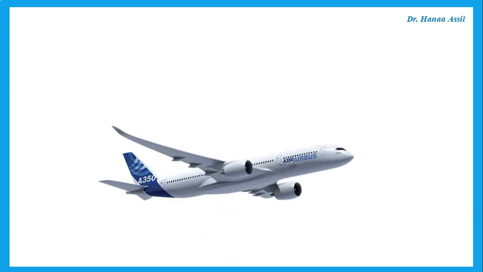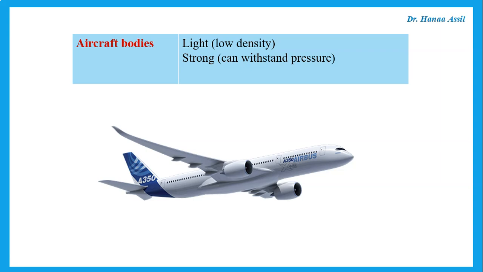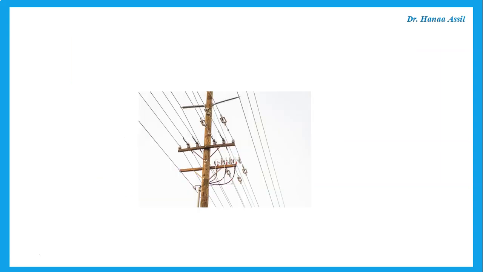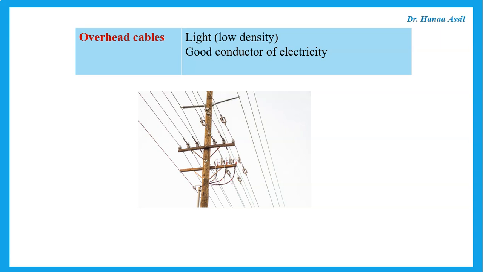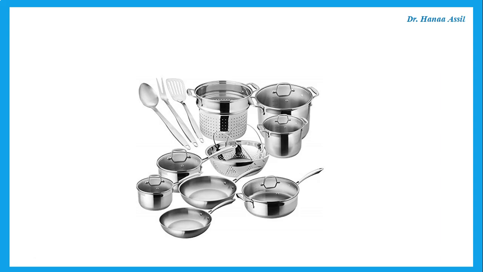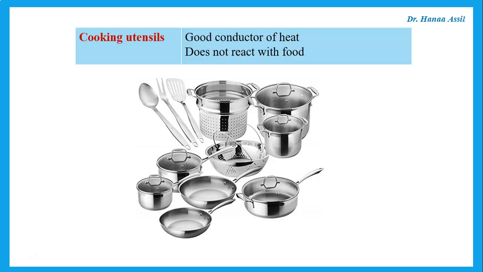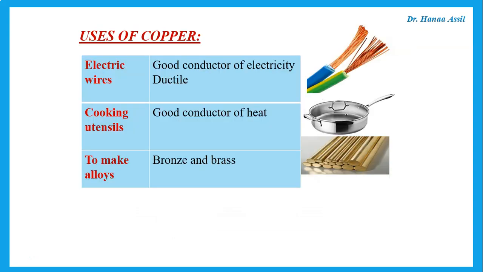Why do we use aluminium in aircraft bodies? It is light or low density and strong, so it can withstand the high pressure. Why do we use it in overhead cables? Because it's light and a good conductor of electricity. These are all uses of aluminium. Why do we use it in cooking utensils? Because it's a good conductor of heat and does not react with food.